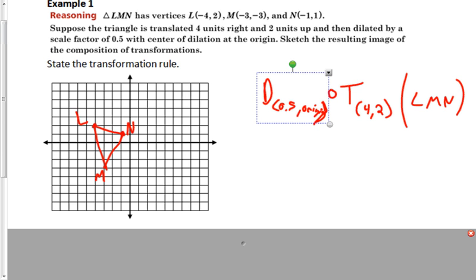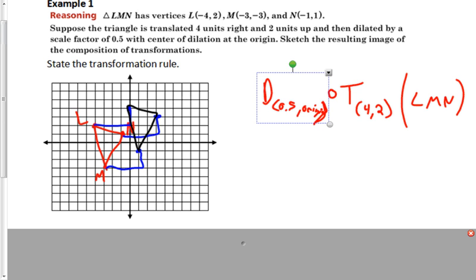Okay, so let's do that. First, we're doing the translation: 4 units right and 2 units up. Again, you can do this without showing the graph, because you can do the math without it. However, we're going to do it with it right now. So there's after the translation.